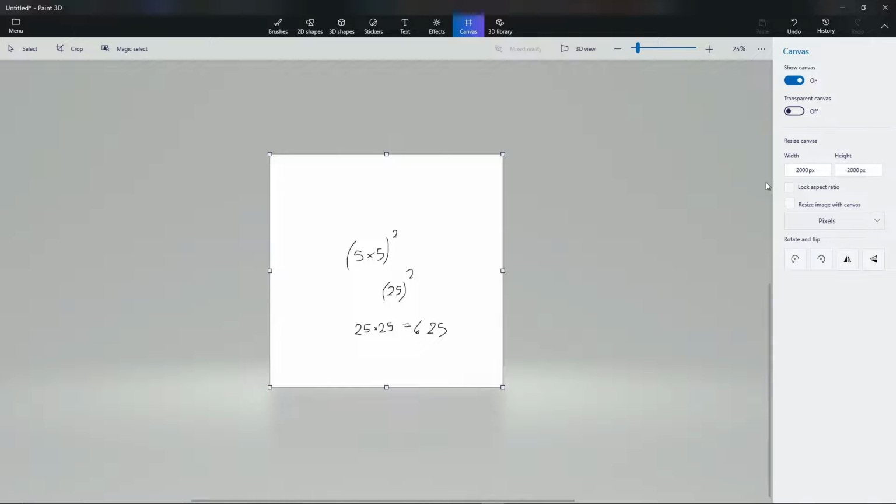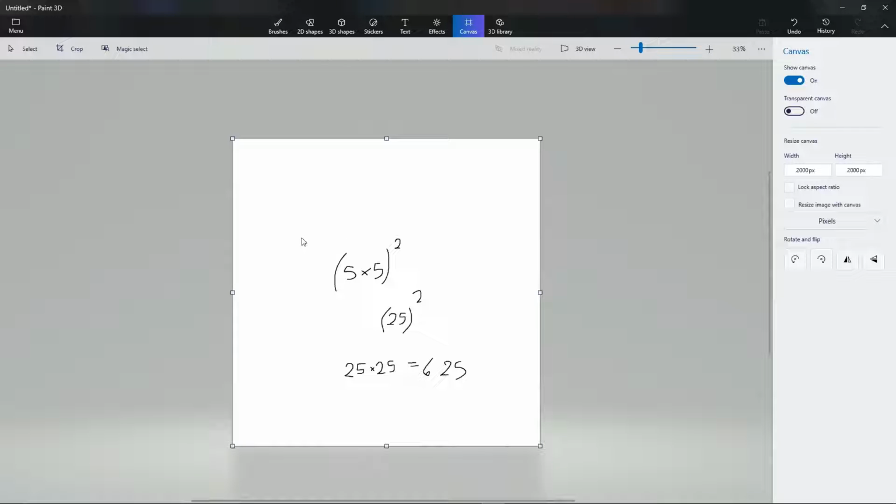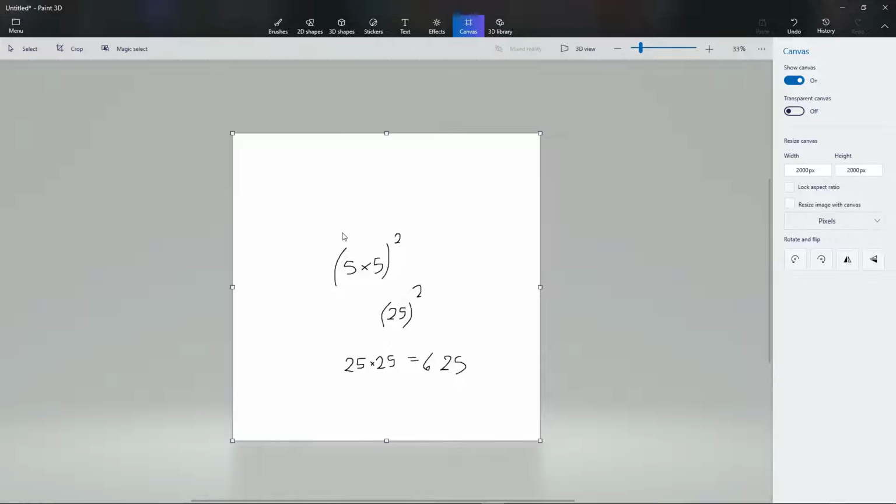No, this canvas is a perfect square. Canvas options. This canvas is 2,000 pixels in width, 2,000 pixels in height. It is a perfect square. It may not look like a perfect square because maybe our monitors are different, but you should know that it is a perfect square. There's no way it's not.